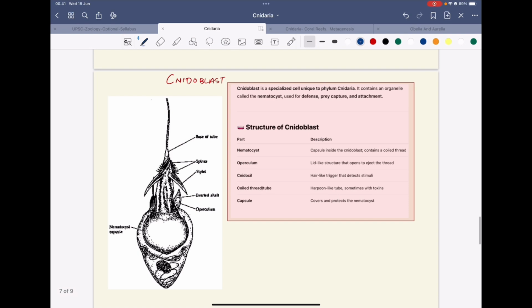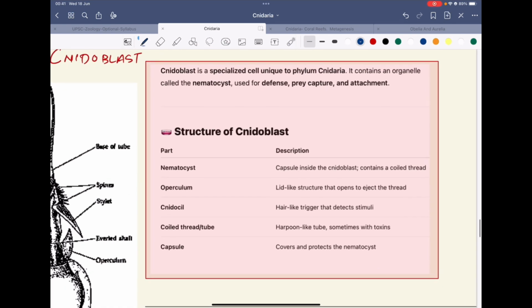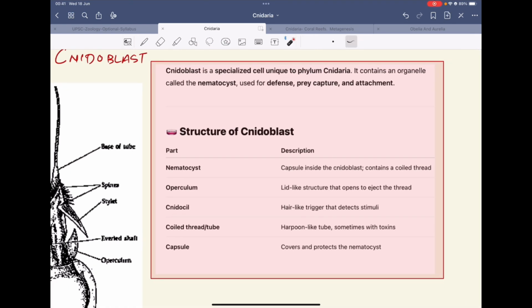Now next we will discuss the cnidoblast or cnidocyte or nematocyst. This cnidocyte is specialized and unique to phylum Cnidaria. That's why it's called Cnidaria, because it has nematocysts. These are specialized cells, and at the same time these organelles are called nematocysts. They help in defense, prey capture and attachment. They have hypnotoxin in them.